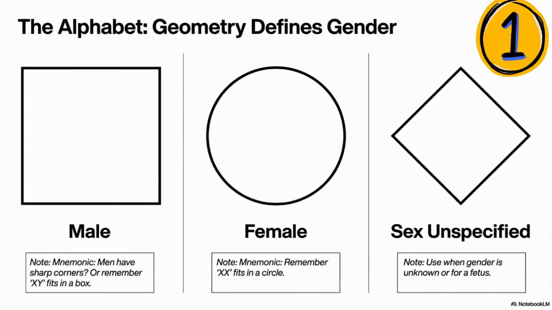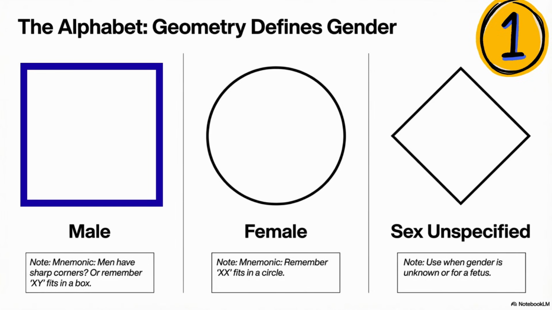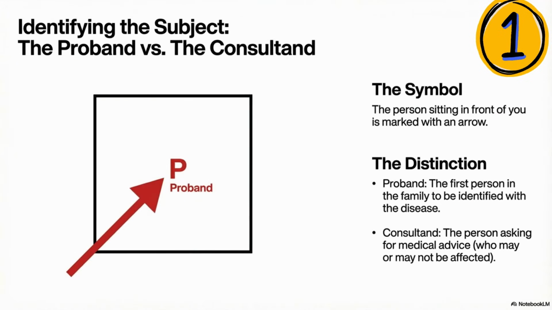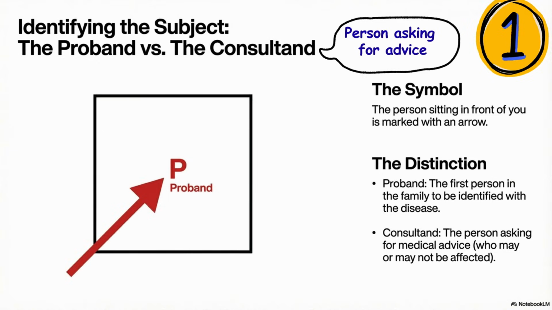Step 1. The symbols. First, you need to know your shapes. It's simple geometry. The male, draw a square. For female, draw a circle. If the sex is unspecified, draw a diamond. The patient or the proband is the person sitting in front of you. You have to draw an arrow pointing to their symbol, bottom left corner. If they are the first person in the family to get sick, they are the proband. If they are just the person asking for advice, they are the consultant.